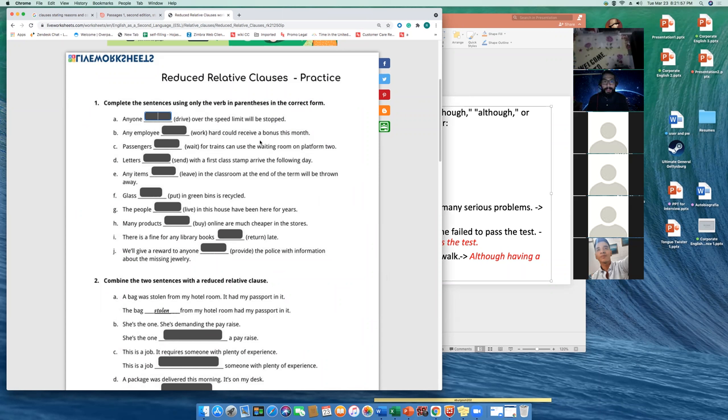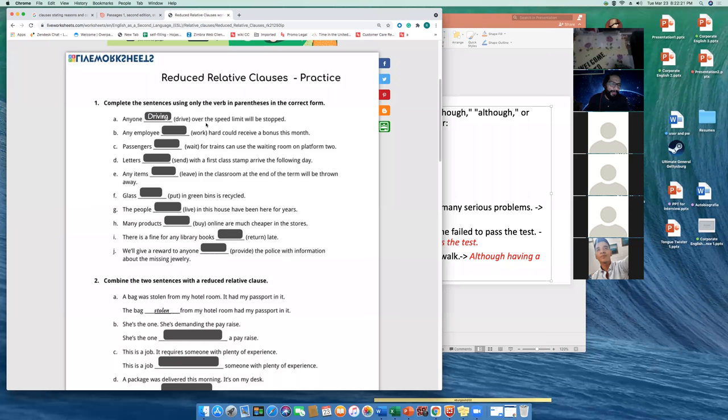So taking that into consideration, anyone driving, oh, it's not even typing. Anyone driving over the speed limit will be stopped because the verb that's being used is drive. All right. So that's the first one.